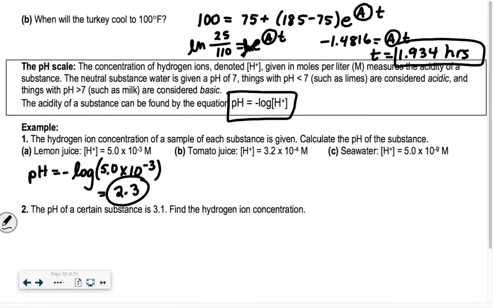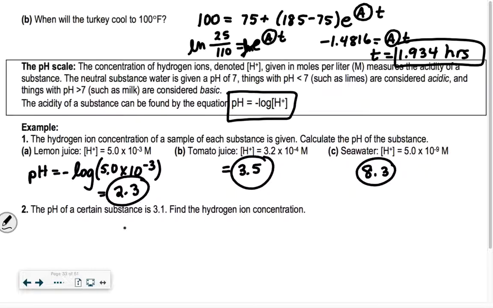What did you guys get? Yep, 3.5. And the last one, negative log of 5 times 10 to the negative 9. 8.3. Yeah. So if you remember with pH, if it's a pH of 7, it's neutral, meaning it's like water. Water is the neutral substance. Anything that's more than that is what we would call a base. Anything that's less than that is an acid. So it makes sense for lemon juice that we would get an acidity of like 2.3. How much do you want us to round? pH is usually just 1 decimal.